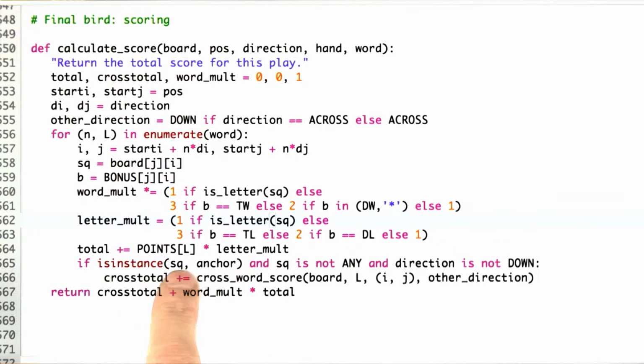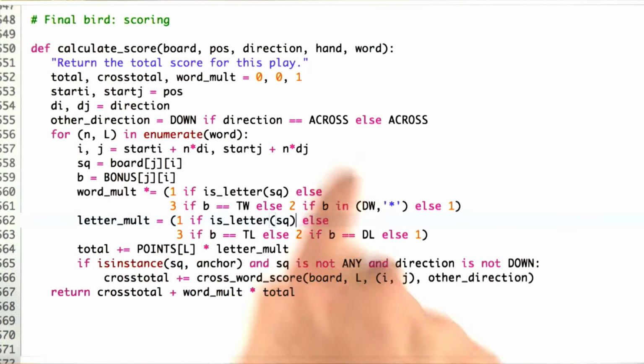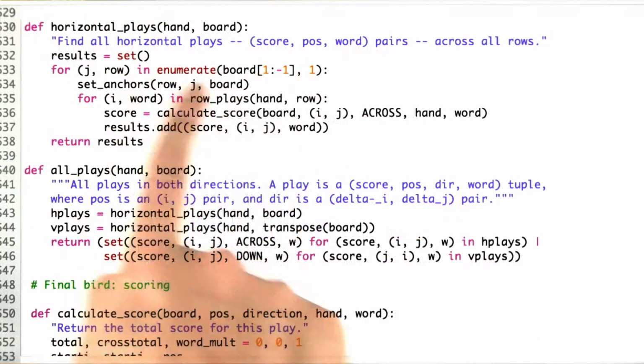And now, if the square is an anchor, and the anchor is not one of these unrestricted anchors, then we want to look for the crosswords. So there is a crossword, figure out the crossword score, and add that into the total. Why do I have this direction is not down here? Because crossword score is going to recursively call calculate score, and we don't want it to recurse infinitely. We just want it to recurse once. I'm going to explain that a little bit more.